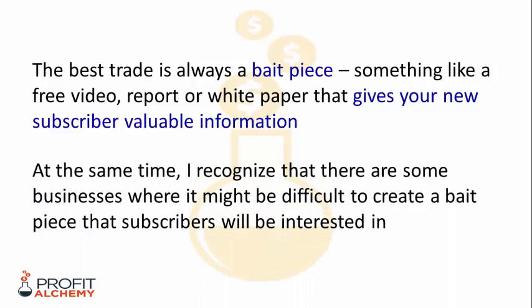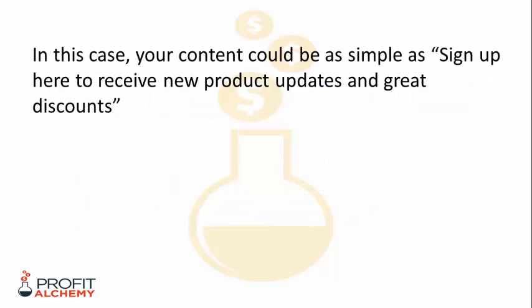At the same time, I recognize that there are some times when it may be difficult to create a bait piece. There's some products or services that it just doesn't work for, but there's very few of them. But when this happens, your content could then be as simple as "sign up here to receive new product updates and great discounts." Everybody wants to remain current, and people love to get a better price. So something that simple can really increase the number of opt-ins you get.